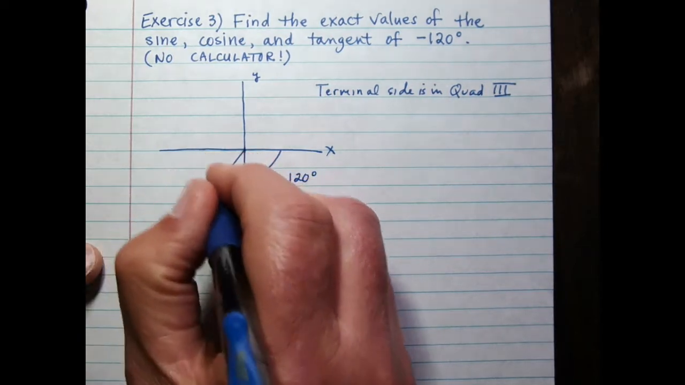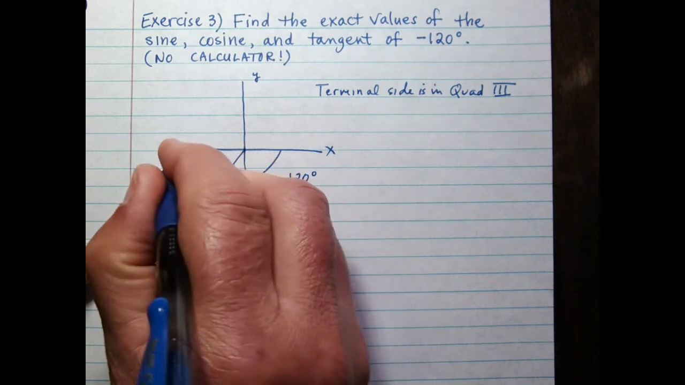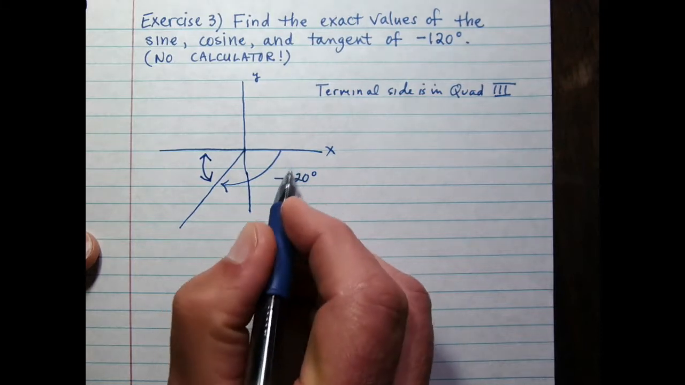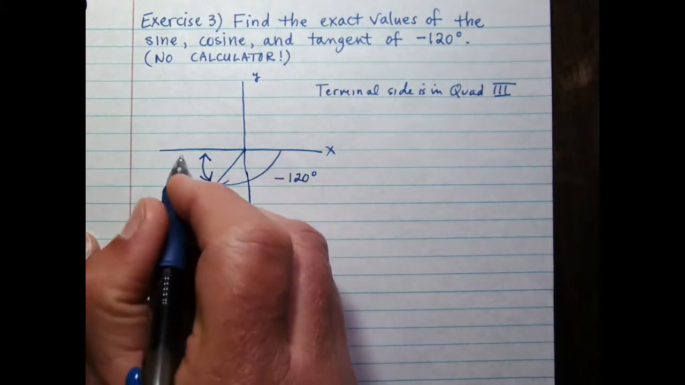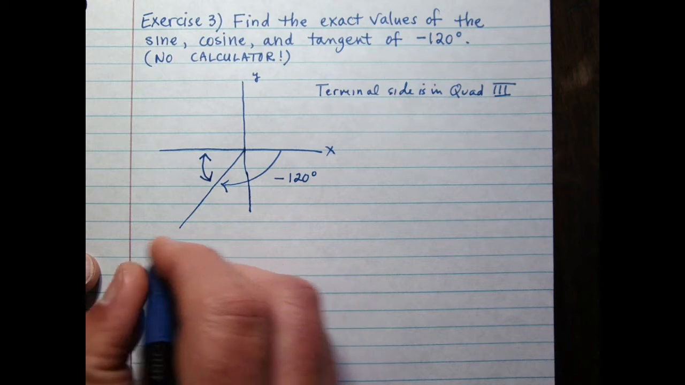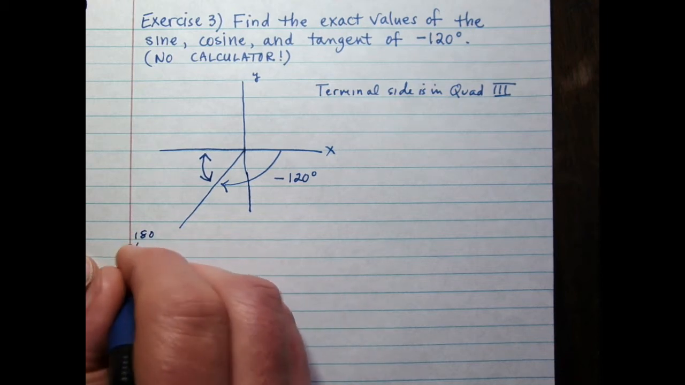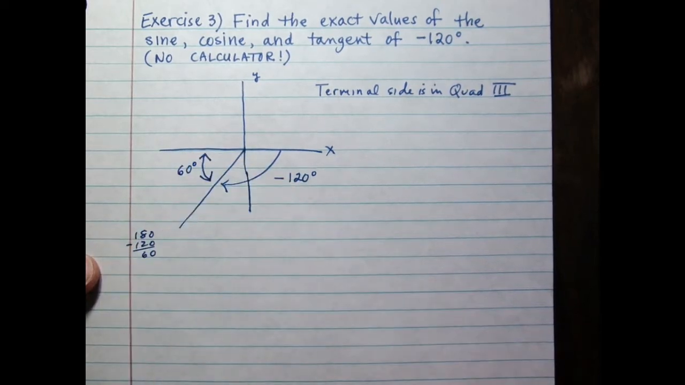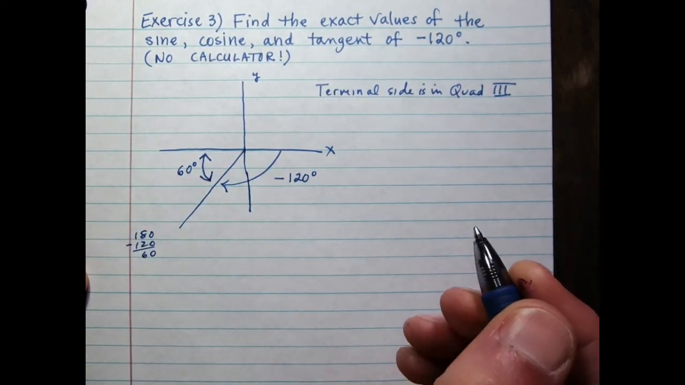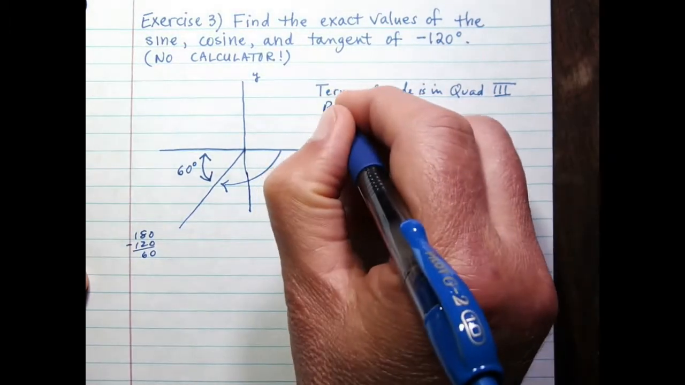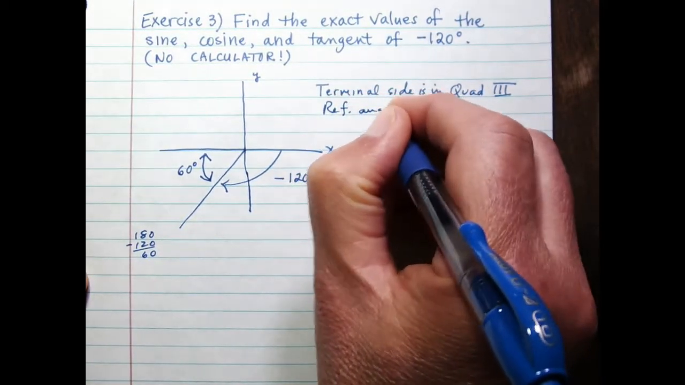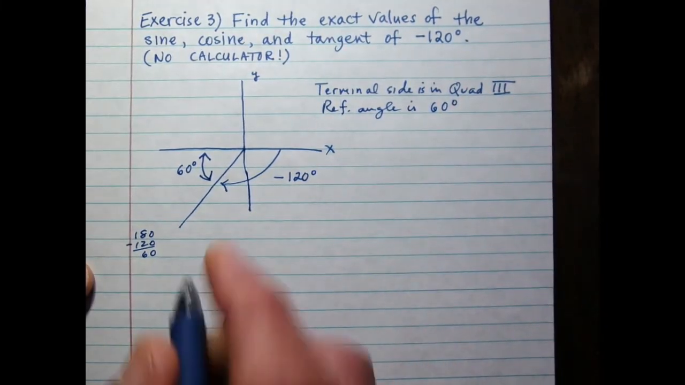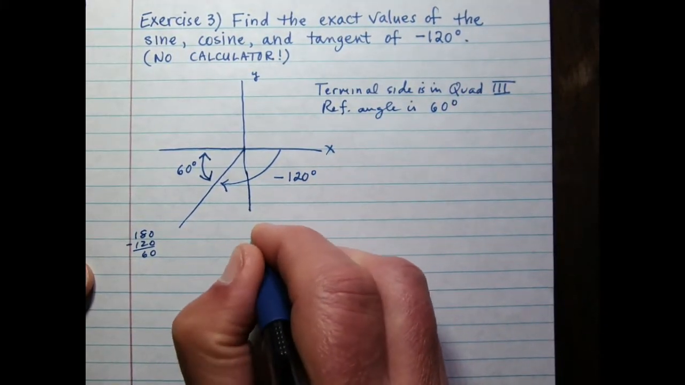The reference angle is formed by the terminal side and the x-axis. The reference angle is right here. And because we're approaching negative 180, you should be able to figure this out. If you just take 180 minus 120, we get 60. There's 60 more degrees to go there. Remember, the reference angle is always positive. And so the reference angle is 60 degrees.